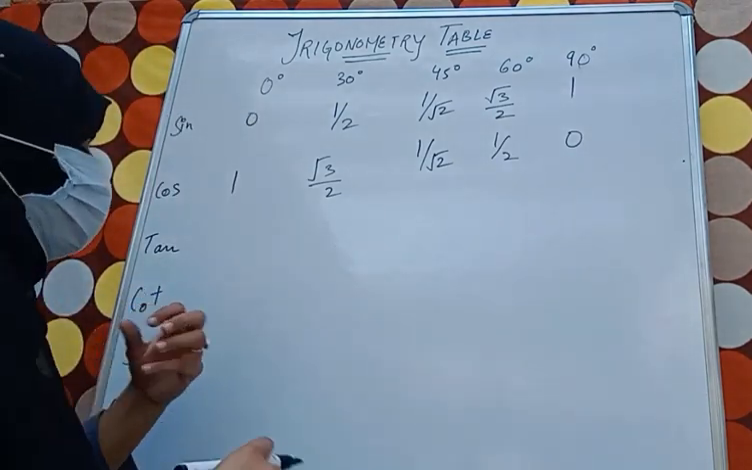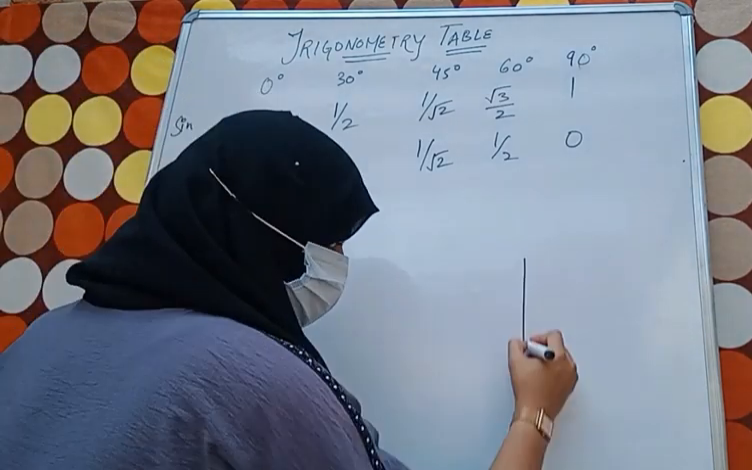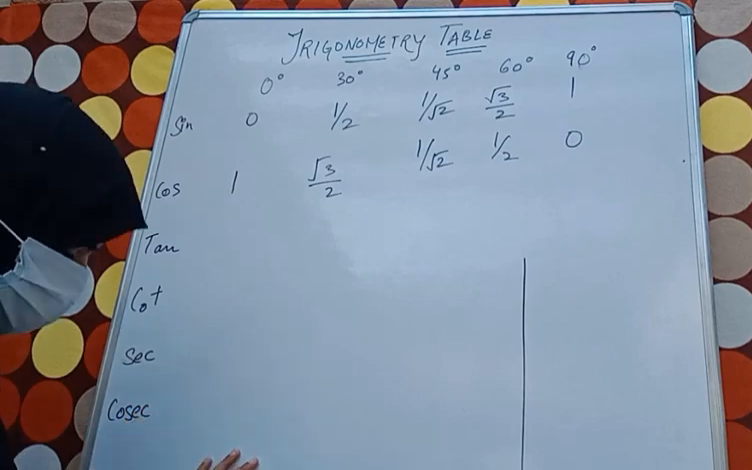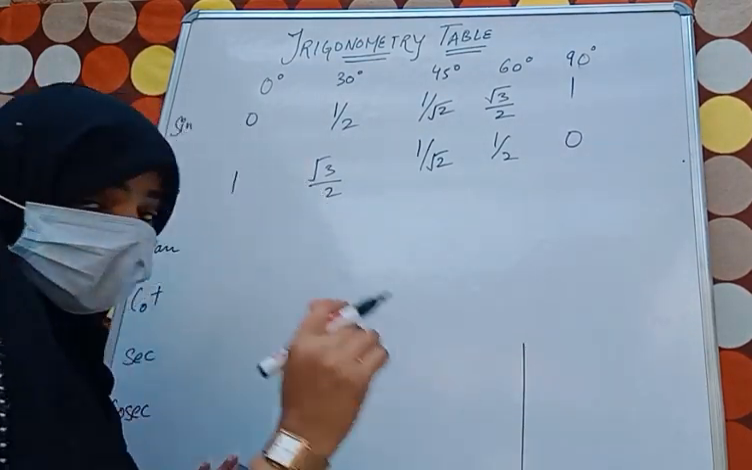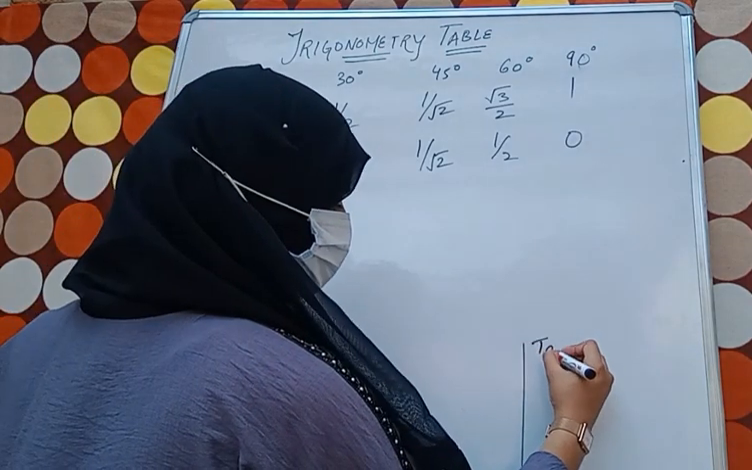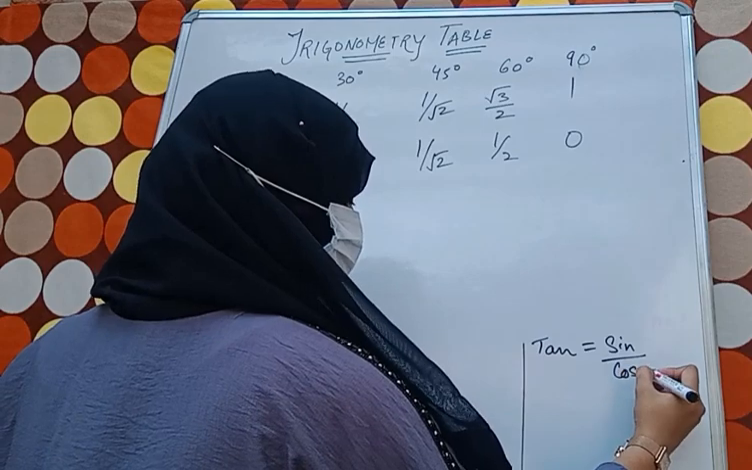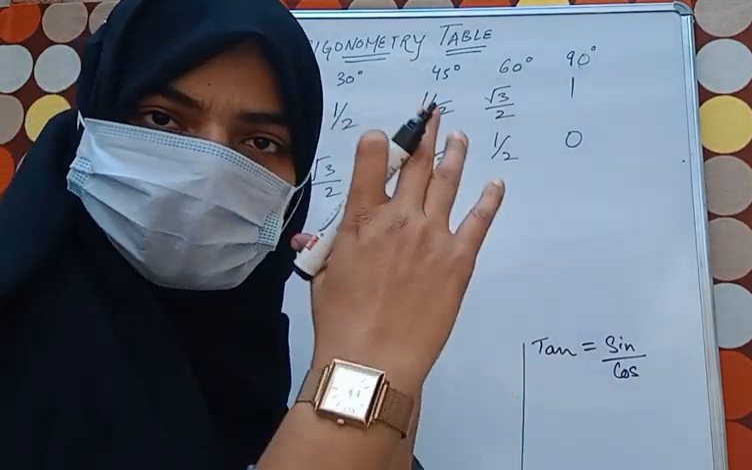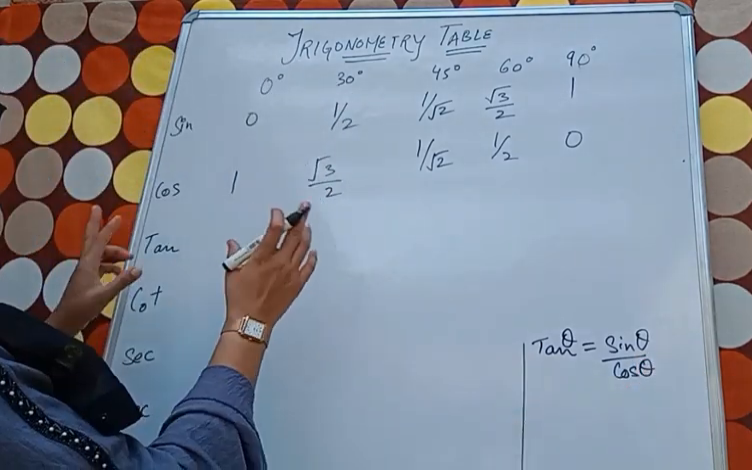Now we will go to tan. Next is tan. There's a little working for tan theta, and let me put this rough work up here. We all know tan equals sine upon cos. Tan theta equals sine theta upon cos theta. Same way we are going to create this.